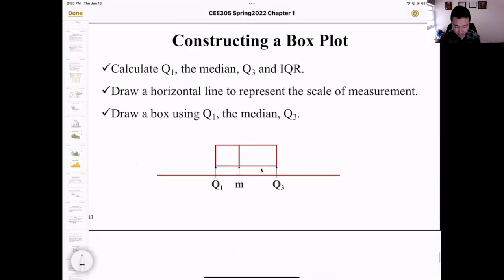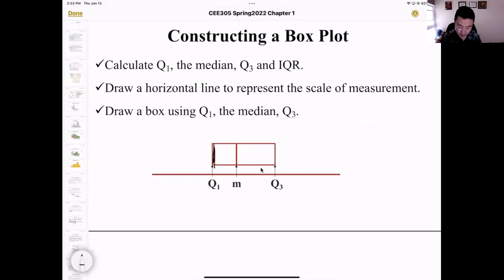Step by step. First we calculate Q1. Q1 means first quartile, M is median, and Q3 is third quartile. IQR is the interquartile range, so that is between the first quartile and the third quartile. Then we draw a horizontal line, so we get a box plot. We get a box. That's where the name box plot comes from.